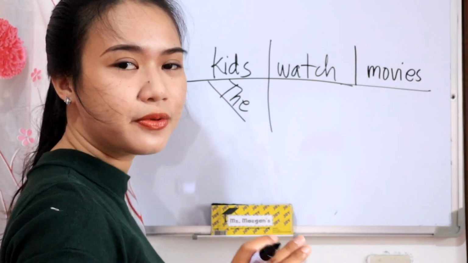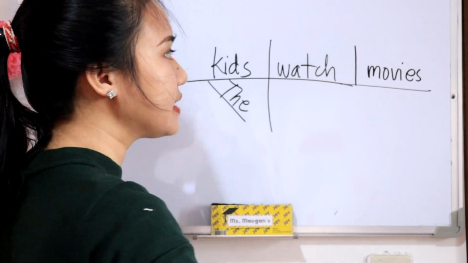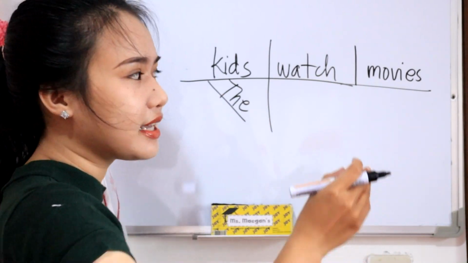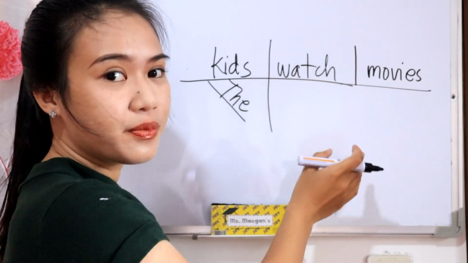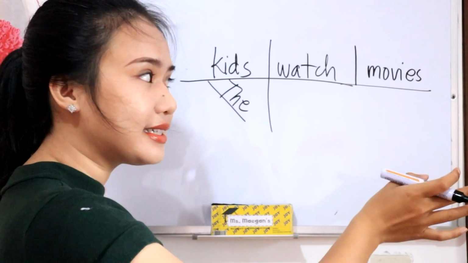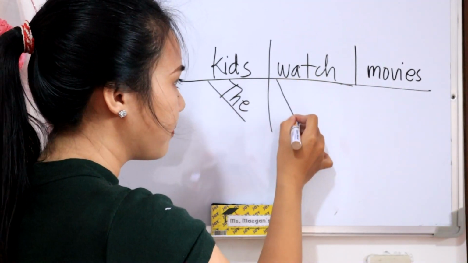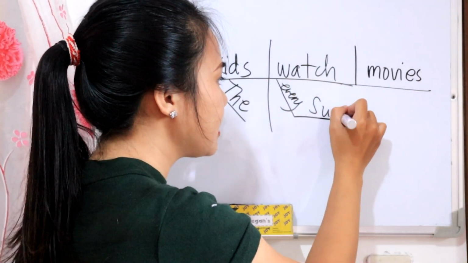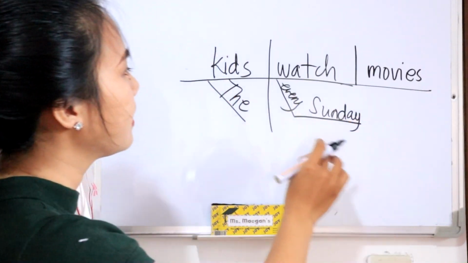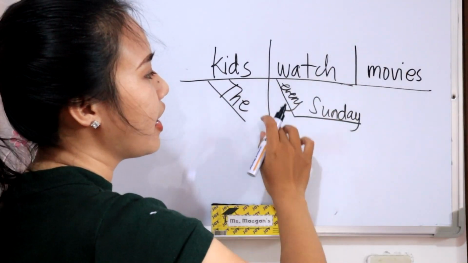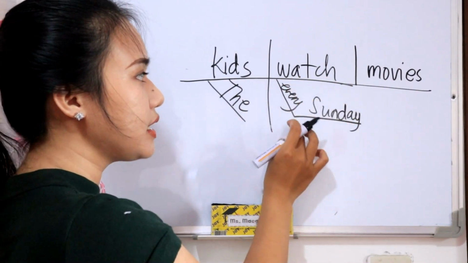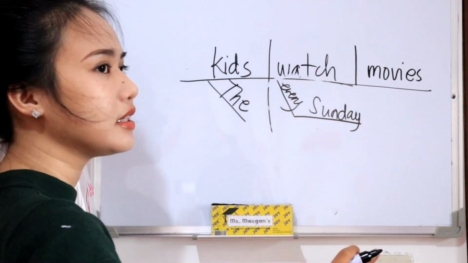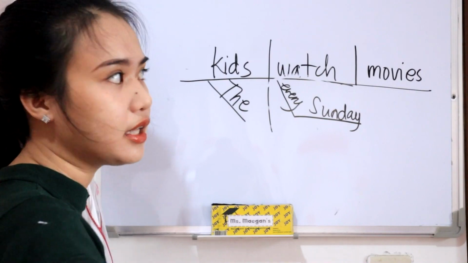Every Sunday. So where are we going to put that adverb? Of course, that adverbial phrase, every Sunday, describes the verb watch, not the movies. So we're gonna write every Sunday below the verb because it's an adverb. So every here is a preposition, and then Sunday, this is a noun, so we're gonna write it here. The kids watch movies every Sunday. Why is it below watch? Because it describes when do kids watch movies. So it's every Sunday. So it tells something about the verb, not the movies.